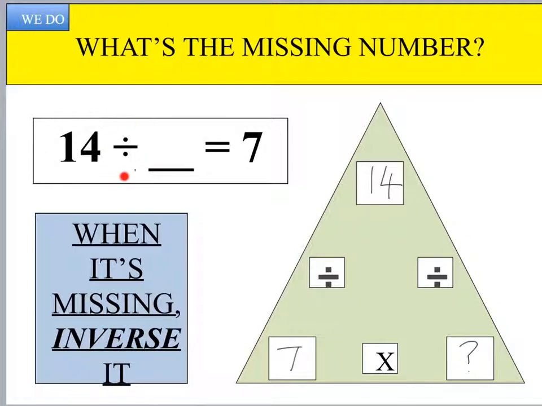Now remember my rule, when it's missing, inverse it. So the inverse of division is times. I'm going to turn that around. 7 times something equals 14. Or I could inverse it this way. 14 divided by 7 equals.